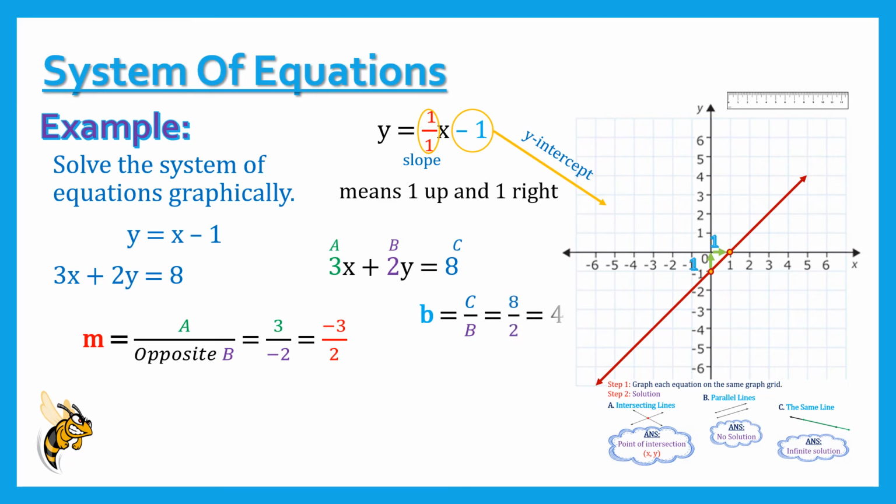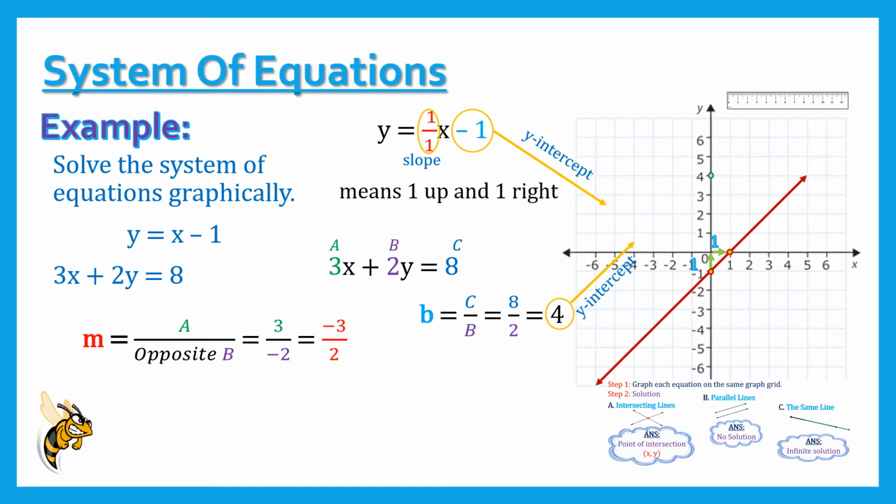My b will always be c over b. C is 8 and b is positive 2, so therefore 8 divided by 2 is equal to 4. So my y-intercept is at 4, and that goes straight to the y-axis.